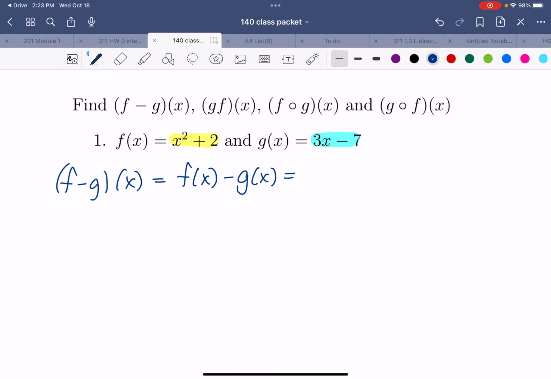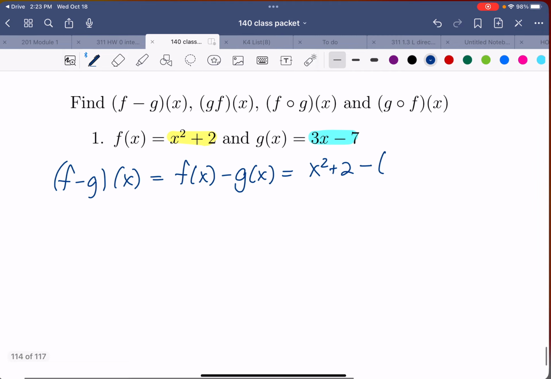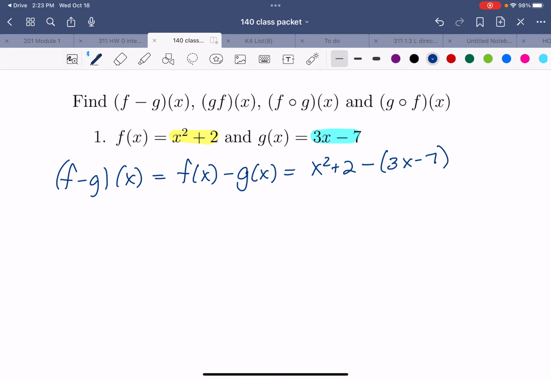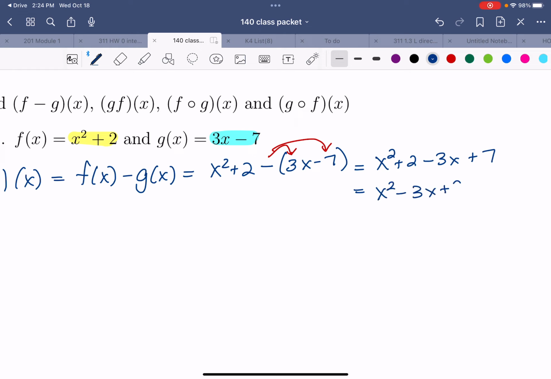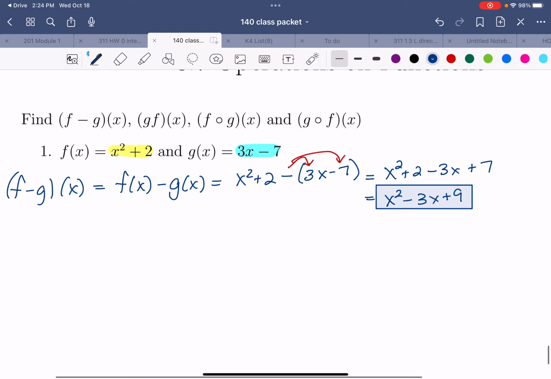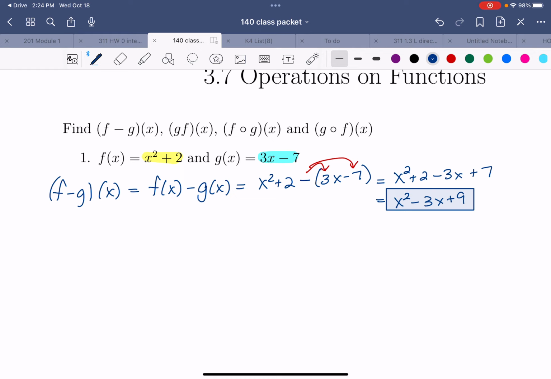So I'm going to start with my first function, which is x squared plus 2. And I'm going to subtract. And when I subtract, I make sure that I put the second function in parentheses. And I'm subtracting 3x minus 7, which is my g of x. When I do that, I'm going to go ahead and distribute that negative to both pieces. And this is x squared plus 2 minus 3x plus 7. And I can combine my like terms there and get x squared minus 3x plus 9. So that is my F minus G. Okay, so we've taken care of that first one.